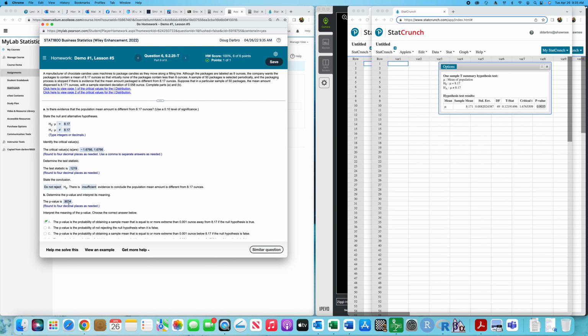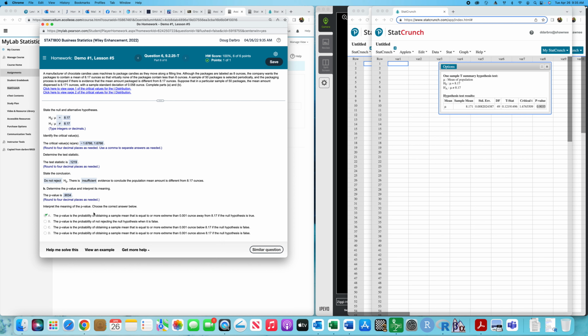Calculate the p-value. Well, there it is, 0.9034. I got that from the output. And the only interpretation that makes sense is this one right here. So the p-value is the probability of attaining our sample mean or something more extreme if the null hypothesis is true. So that's the key part of the interpretation, if the null hypothesis is true. The interpretation of the p-value will always be in the context of: if the null is true, then what's the probability of obtaining our sample mean or a sample mean that's more extreme.